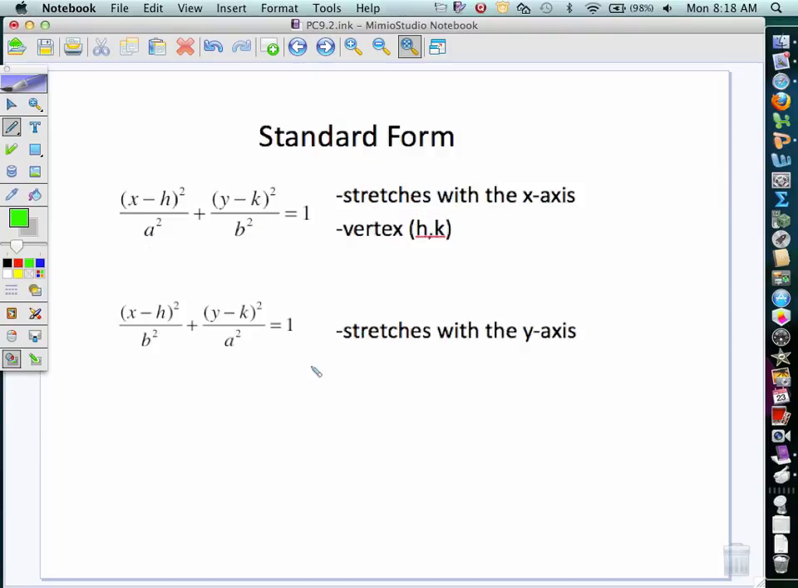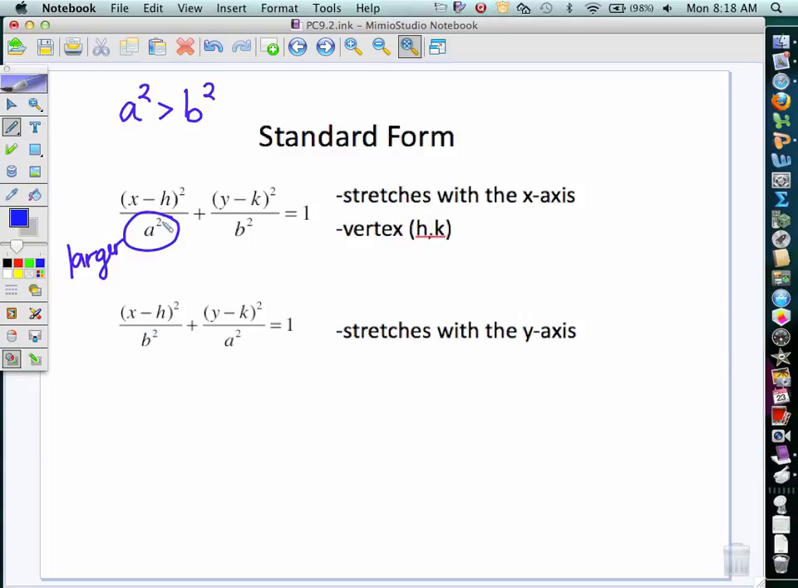Here's the standard form for an ellipse. You've got, on top, x minus h squared, y minus k squared. On bottom, you've got these a squared and b squareds. Now, in the ellipse here, the a squared is always the largest. A squared is always larger than b squared. So this is important because that's going to control which direction it's being stretched.